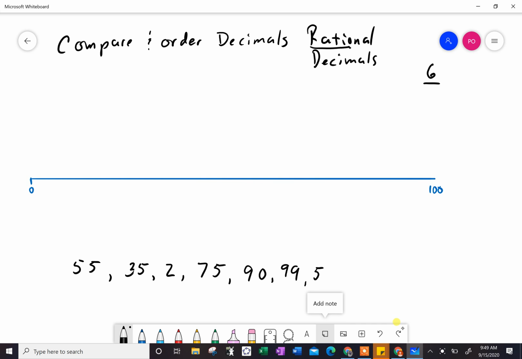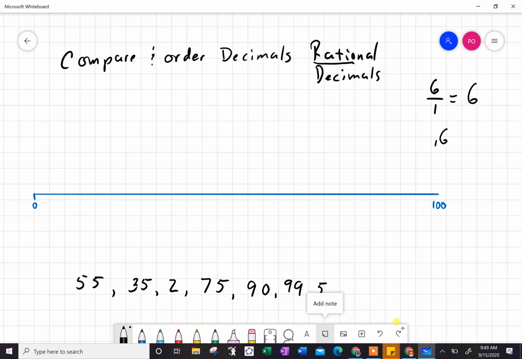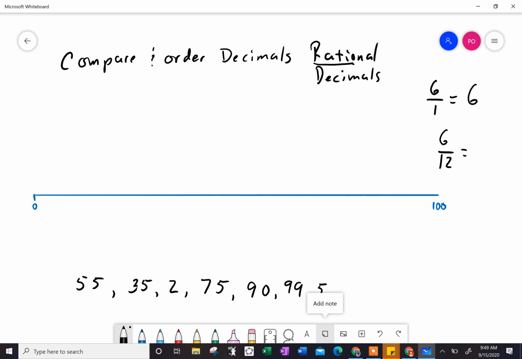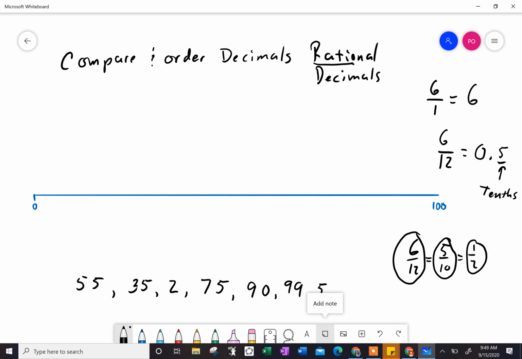So a whole number like 6 over 1 is equal to 6 because 6 divided by 1 is 6. But rational numbers can also be fractions. Because if you take 6 divided by 12, if you have half a dozen eggs, you have 0.5, which is really called 5/10. And I bring this up for a reason. This is in the tenths place. So you really have 5/10, which also implies that 6 over 12 is equal to 5 over 10, which is equal to 1 over 2, because this is half of a dozen, 5 is half of 10, and 1 is half of 2. But we're not going to get into that right now.